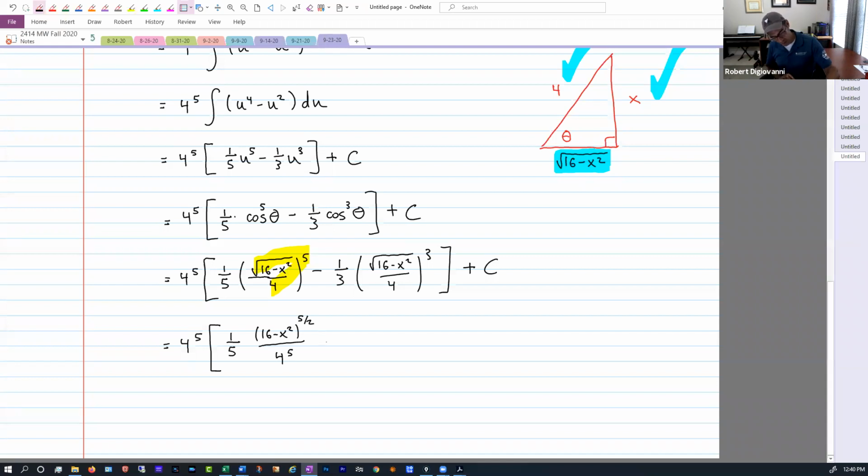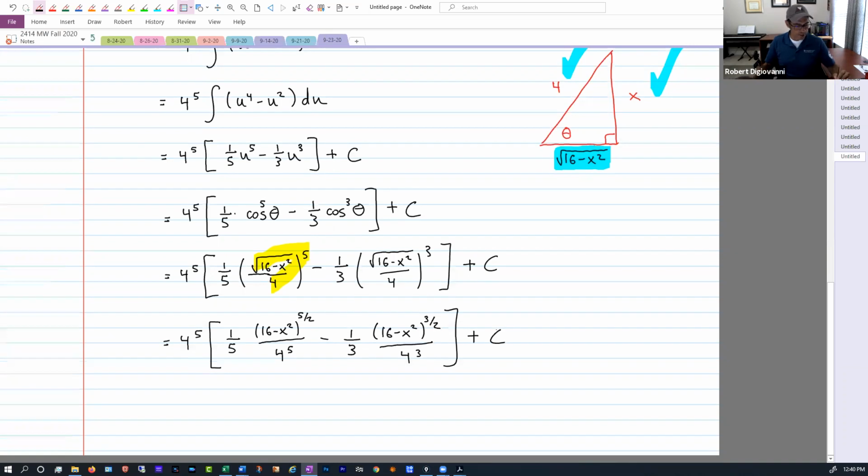Do the same thing on the other one. This will become 3/2, and on the bottom it's just 4 cubed, plus c. The reason I wanted to clean that up is because now I can distribute this 4 to the 5th through here and here. And I hope you see that when I do this first one, the 4 to the 5ths just go away.